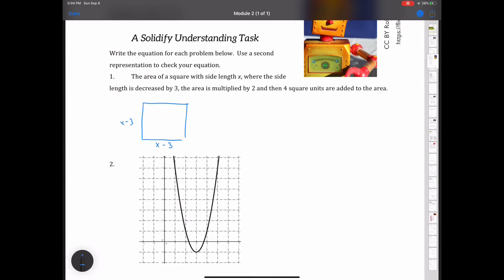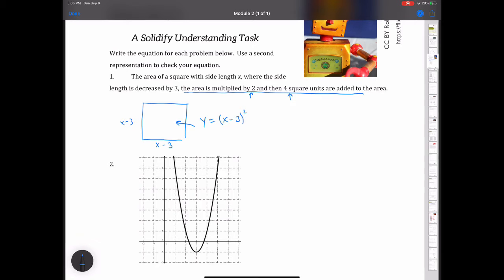So I'm going to look at anything else that needs to happen before I multiply that together to find the area. And the second part of this is the area is multiplied by 2 and then 4 square units are added. So I first have to find the area of this square and then I can do those other two things. So I know the area of that square to be x minus 3 times x minus 3, which when we multiply something by itself is just that thing squared. So I'm going to put a y out here as well. So I have y equals (x minus 3) quantity squared.